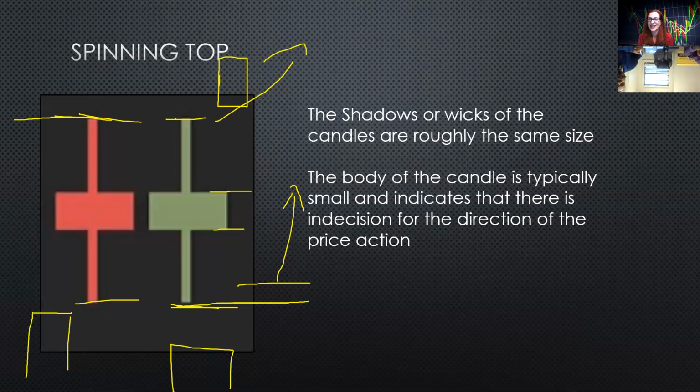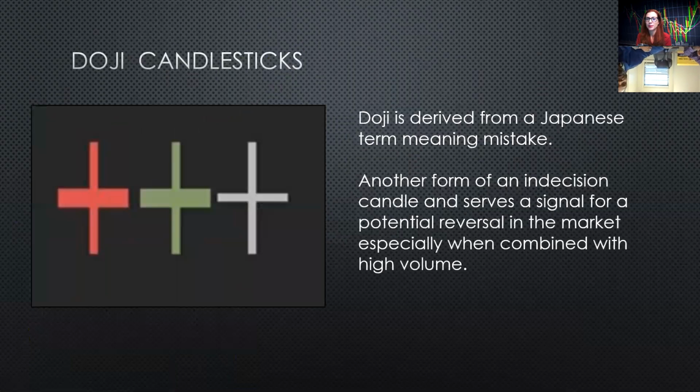Good for the spinning top? Yep. All right. Next is the doji candlestick. And doji is derived from a Japanese word meaning mistake. So it is another indecision candlestick. However, these combined with high volume will usually signify a reversal, right?